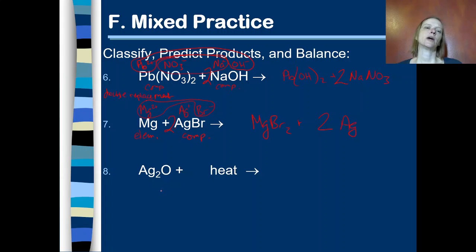With this equation, notice heat is not a compound. I'm telling you that I'm having to heat this substance, but I only have one substance that I'm starting with. This is the definition of a thermal decomposition.